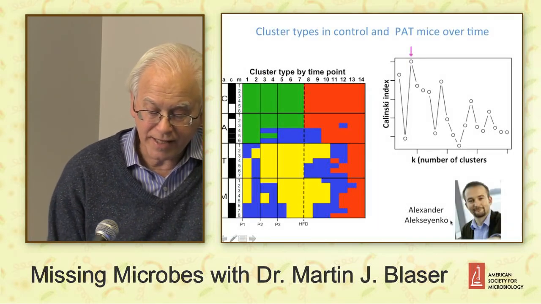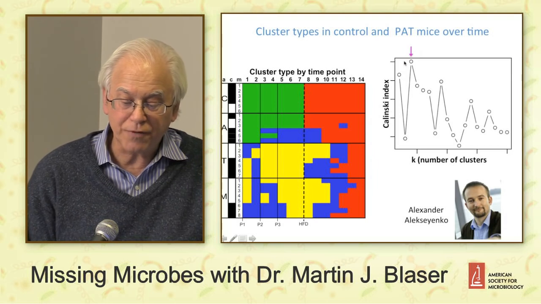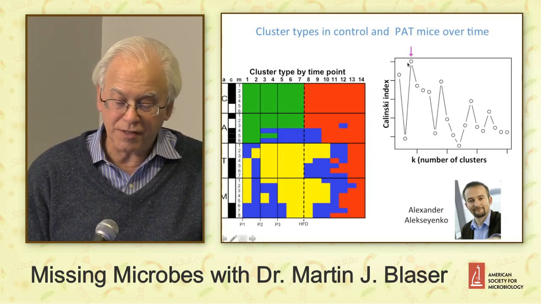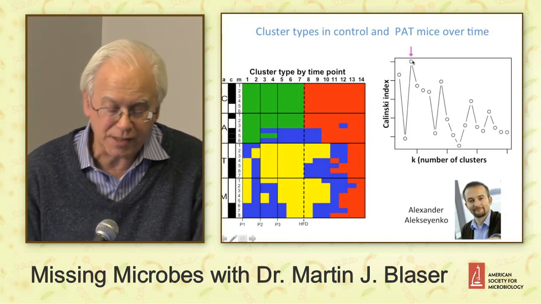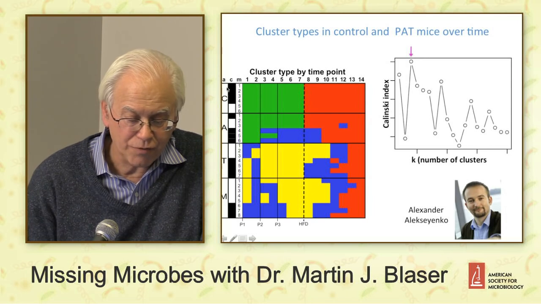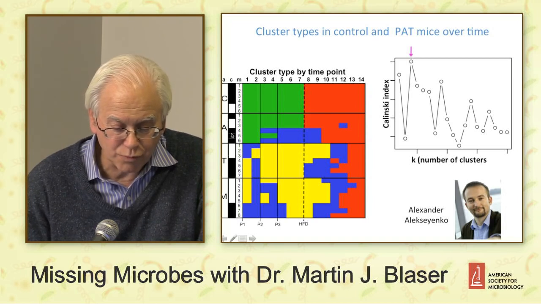Now, Alex Alexienko, an informaticist in the group, did a cluster analysis that showed that 4 groups was the best way to segregate these data with millions of sequences and 338 specimens. And here is a cluster analysis over time. Here's the timeline from the beginning of the experiment to the end. Each line here represents one group of mice.